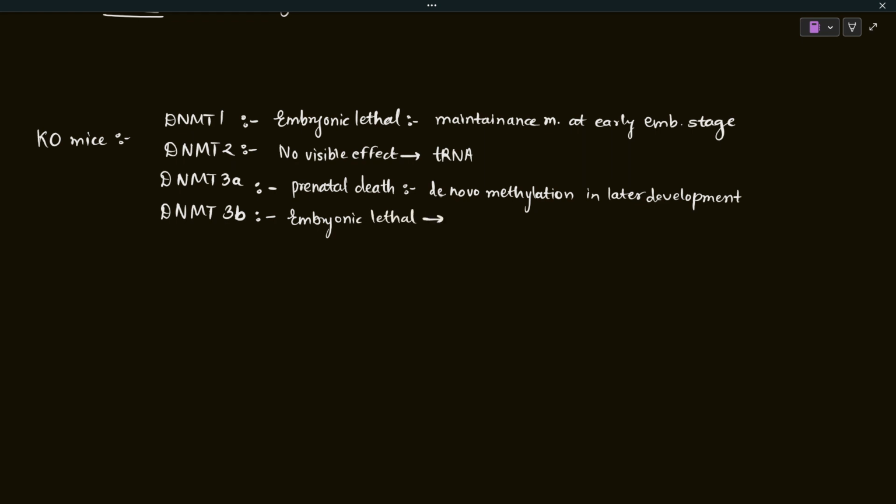Means they played a very essential role in de novo methylation, which is required at early embryonic development for cells to undergo the new leaf. So they do the de novo methylation at the embryonic stage, the early embryonic stage. Okay, so this was it about DNMTs.